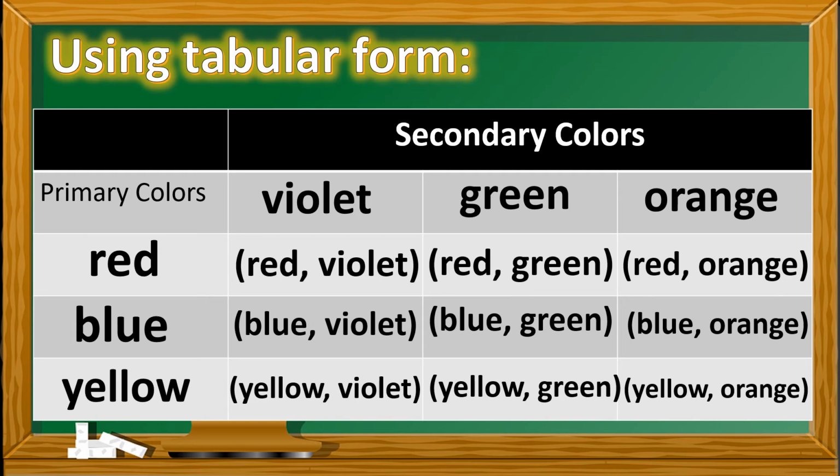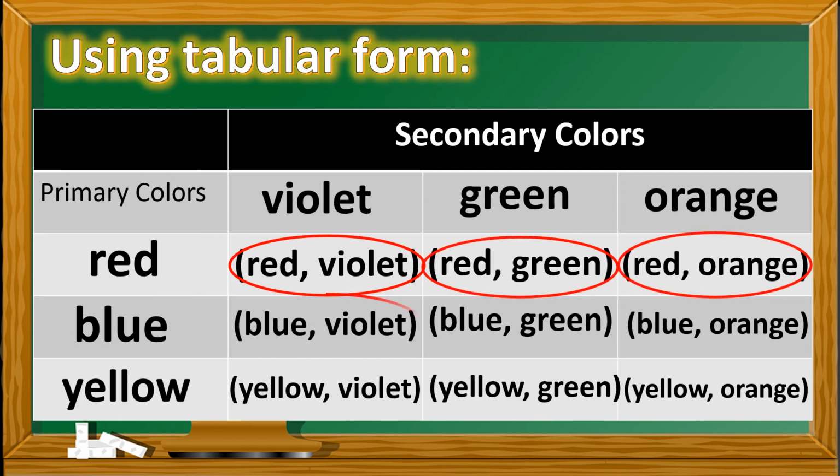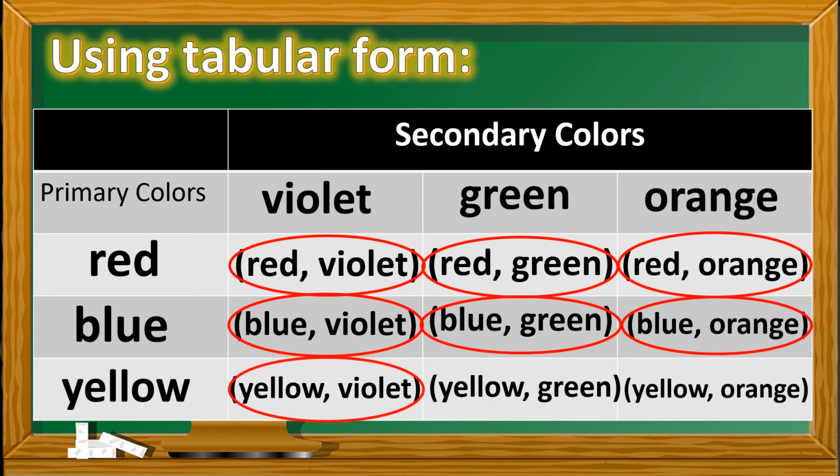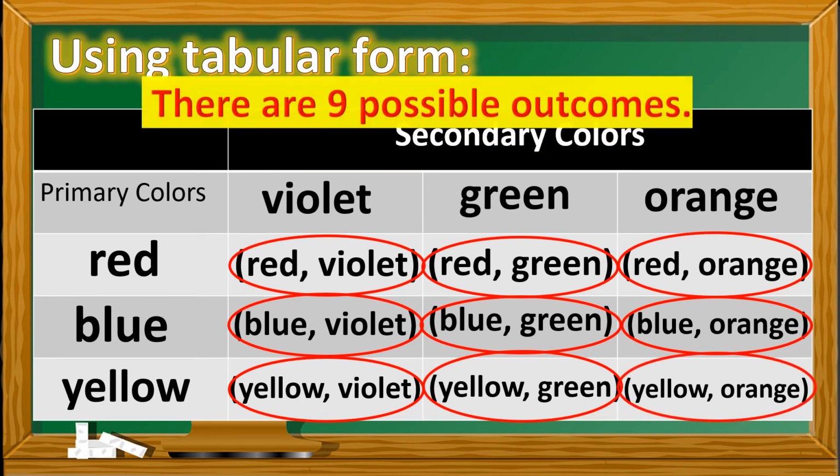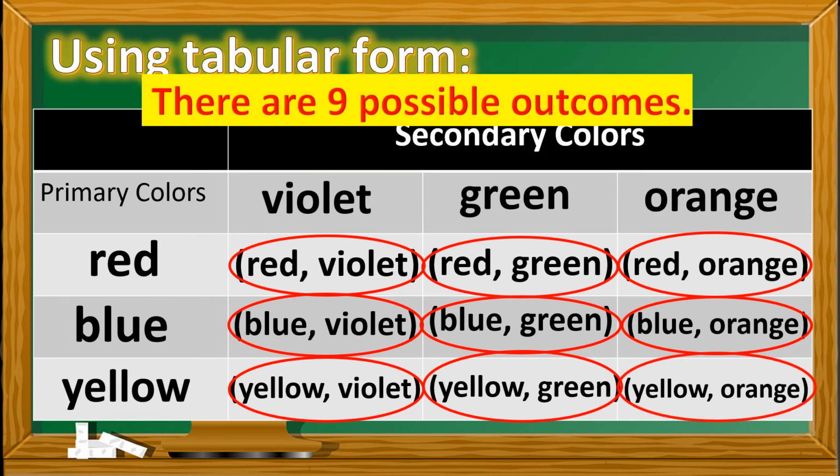So just count in the number of possible outcomes. So we have 1, 2, 3, 4, 5, 6, 7, 8, and 9. So therefore, we have 9 possible outcomes. So that's for the tabular form.